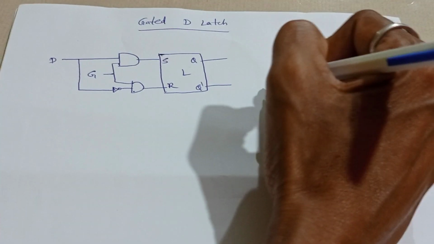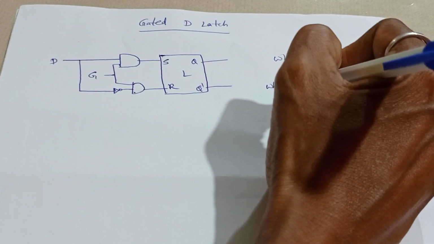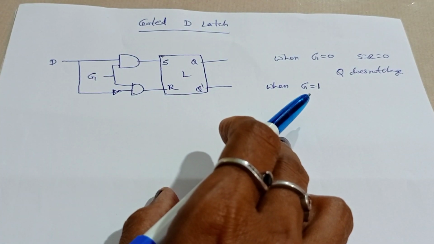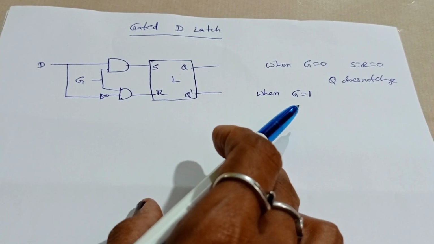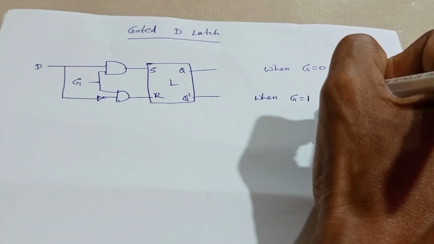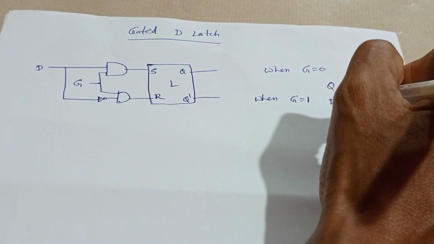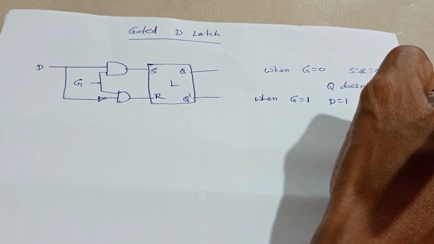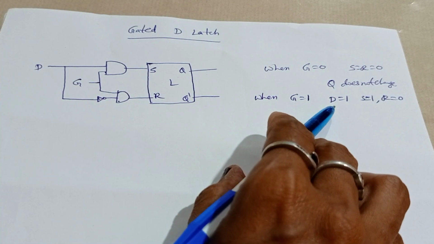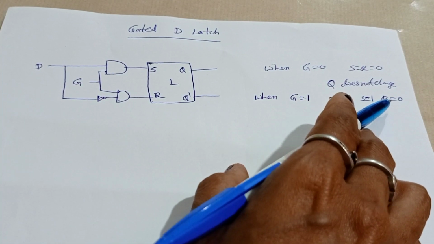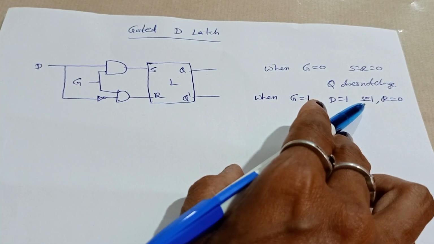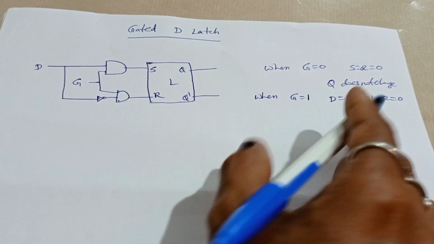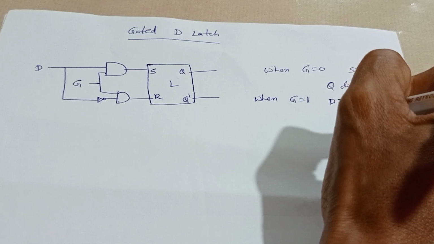So always the gate G should be 1. When G is equal to 1, now we'll check the conditions. That is D is equal to 1 and S is equal to 1, R is equal to 0. When D is equal to 1, S is equal to 1 and R is equal to 0, this means set. S is equal to 1 means set. So this works as set.